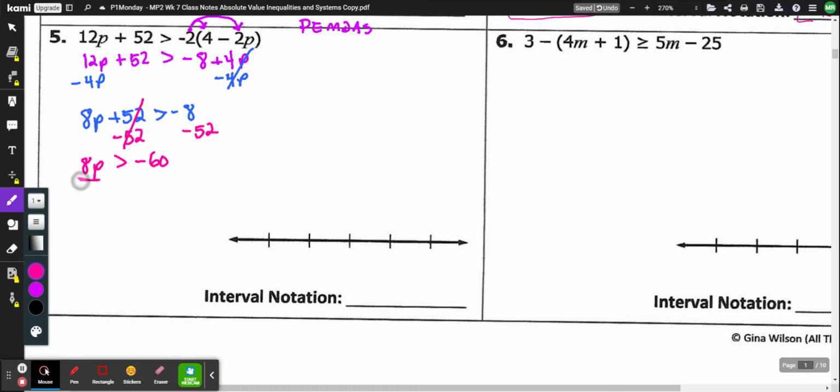The last thing I need to get rid of is this 8, this 8 that's multiplied by the p. So I will divide by 8 both sides. Those will cancel, and I'm left with p is greater than -60 divided by 8. Let's see, does that go evenly? No. But we can divide both the numerator and denominator by 2, and we're going to be left with 30 over 4. And then we can do that one more time, and that's going to equal 15 over 2.